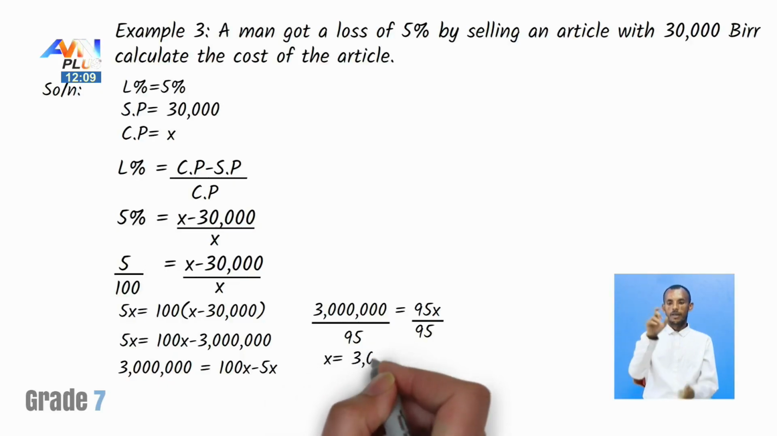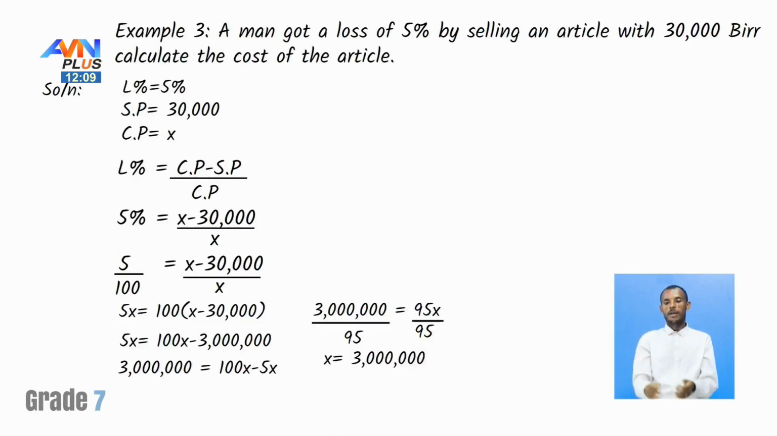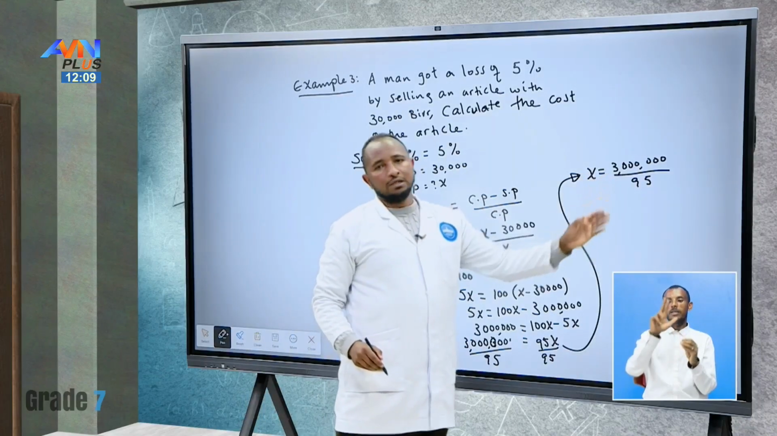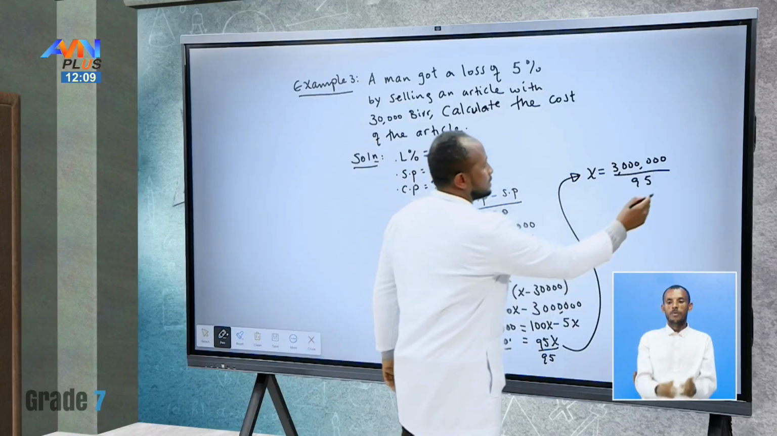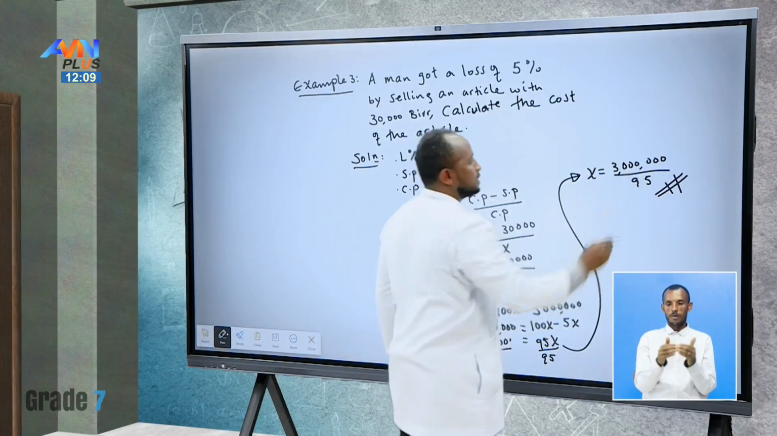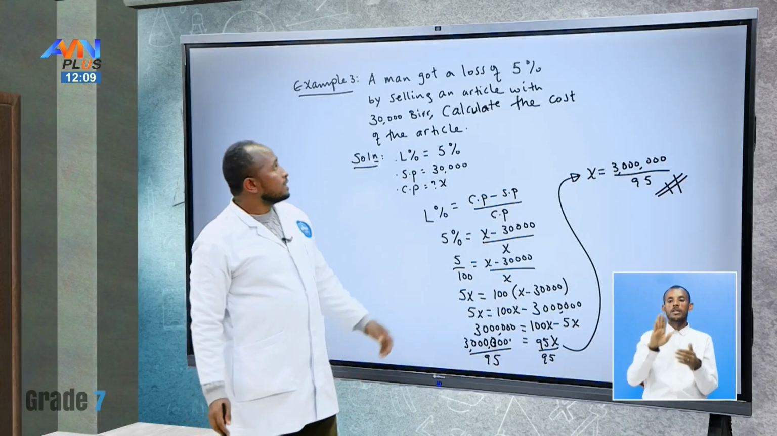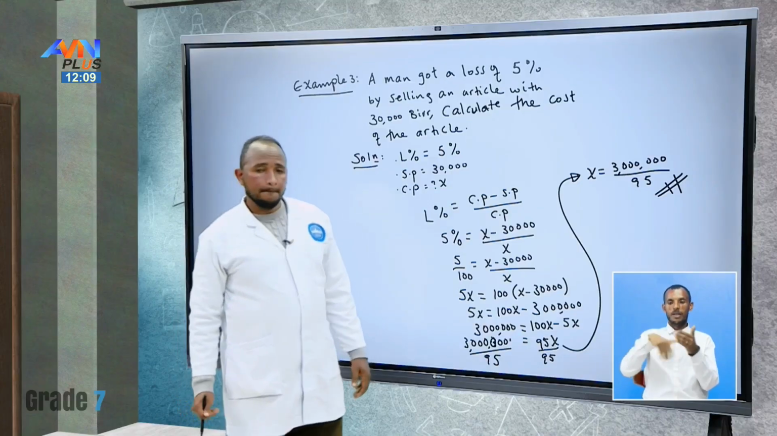x is equal to 3 million divided by 95. This will be the answer. Please, students, just divide this 3 million by 95 at home, but I'll leave the answer in this form. So the cost price is 3 million divided by 95, the cost price of this article. So I'll proceed to the next example.